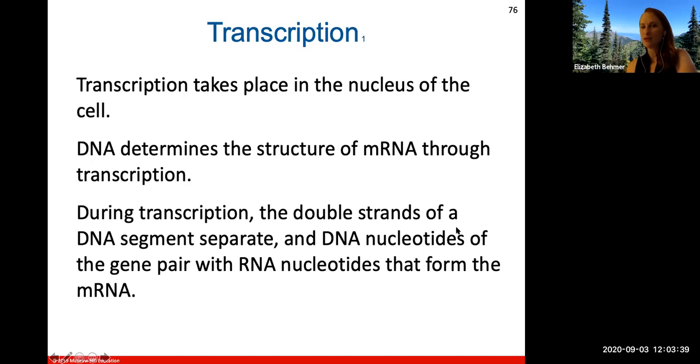So we'll talk about transcription first. And you should know that transcription occurs in the nucleus of the cell. So transcription occurs in the nucleus of the cell. And again, transcription is when you'll have your double strands of a DNA segment that'll separate. Then the DNA nucleotides of the gene will pair with RNA nucleotides that form the mRNA.